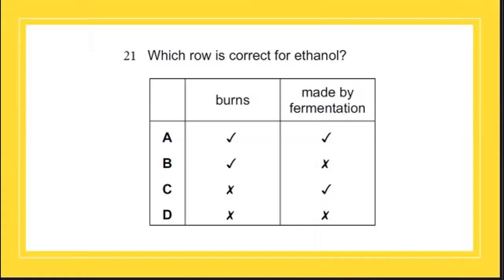21. Which row is correct for ethanol? You have the first one, A, it burns. Yes, it burns. Ethanol burns. You can burn ethanol. It's made by fermentation. Yes, it's made by fermentation. So both of them are correct. Yeah, so the answer is A as in apple. It can burn and it can be made by fermentation. That is correct. So the answer for 21 is A as in apple.